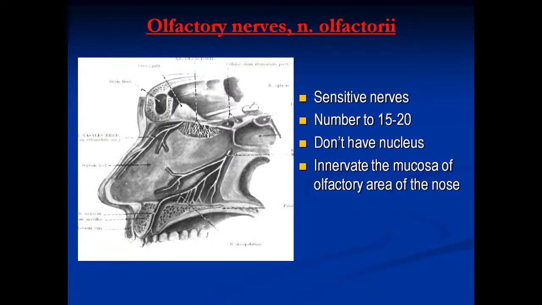So the first pair of cranial nerves, olfactory nerves. Sensitive nerves, the first pair, sensitive nerves, number 15 or 20, small nerves which don't have a nucleus, innervate the mucosa of the olfactory area of the nose.